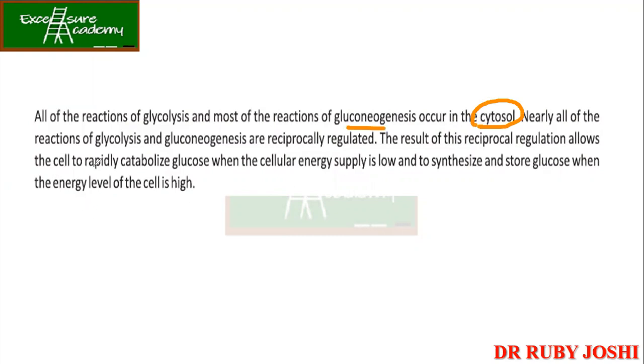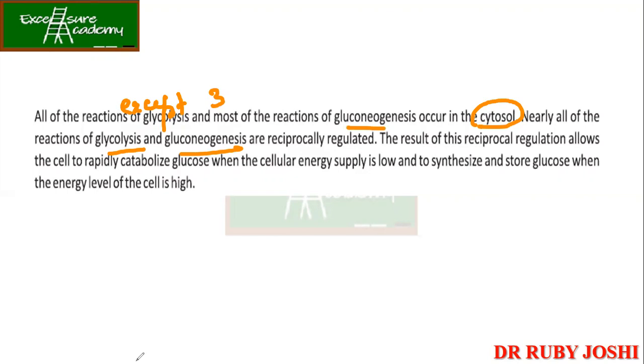Nearly all of the reactions of glycolysis and gluconeogenesis are reciprocally regulated, except for three steps, right? They are all going to be the same. The result of this reciprocal regulation allows the cell to rapidly catabolize glucose when the cellular energy supply is low, and to synthesize and store glucose when the energy level of the cell is high.